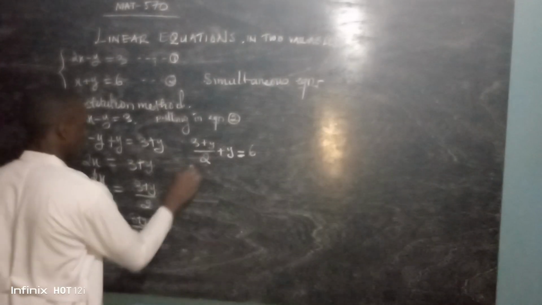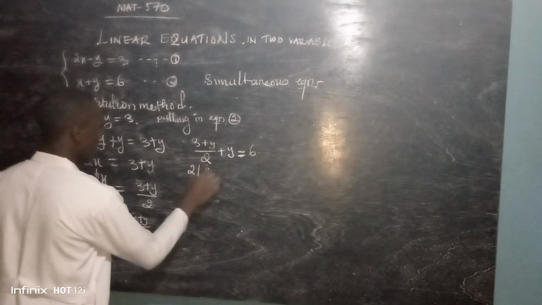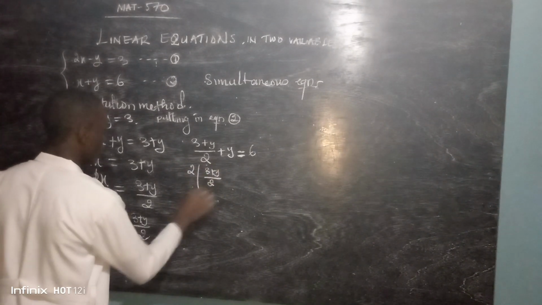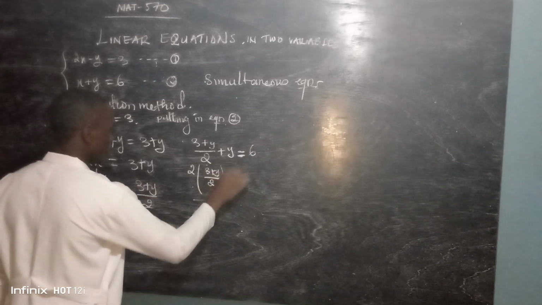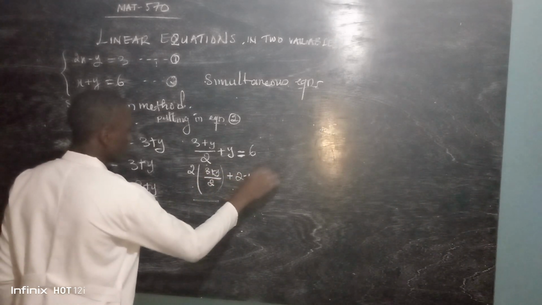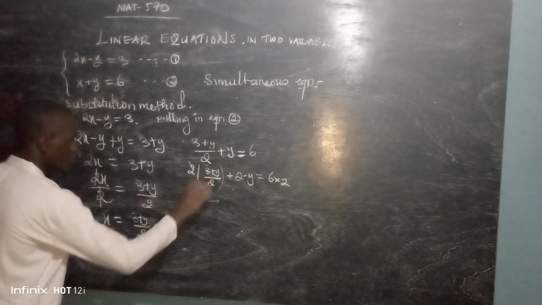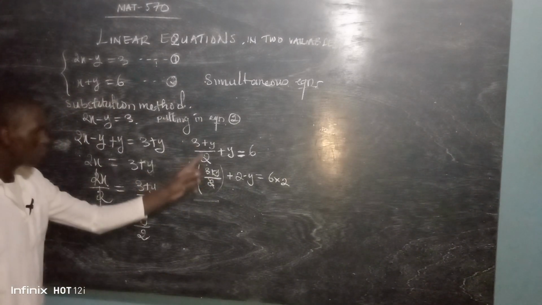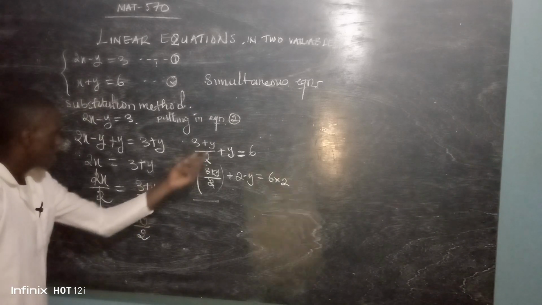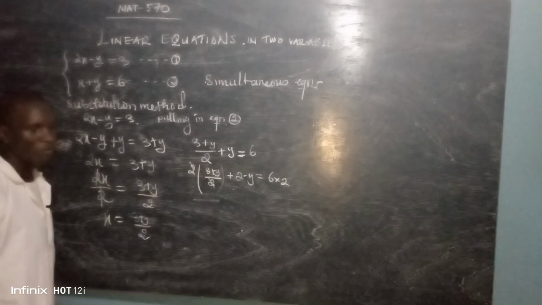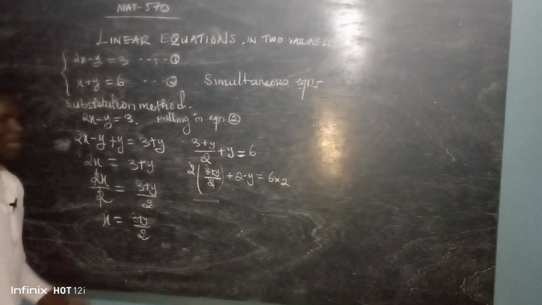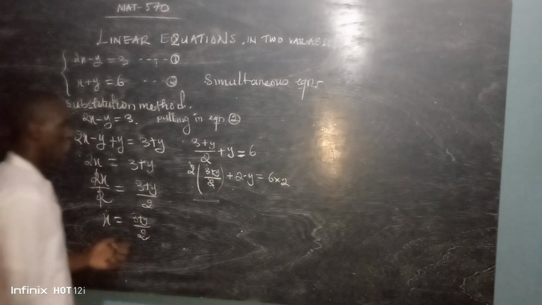by 2. So I'm going to have 2 times (3 plus y) divided by 2, plus 2 times y equals 6 times 2. Now, 2 cancels with 2. We are doing multiplication by 2 because this quantity is divided by 2. Follow my tutorial on how to apply the rules of equality.